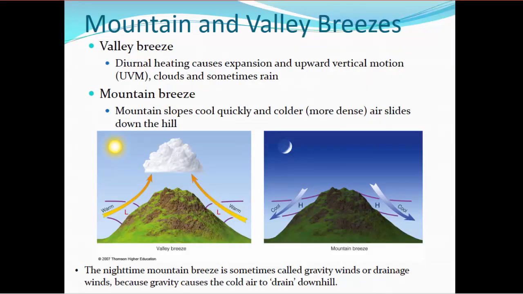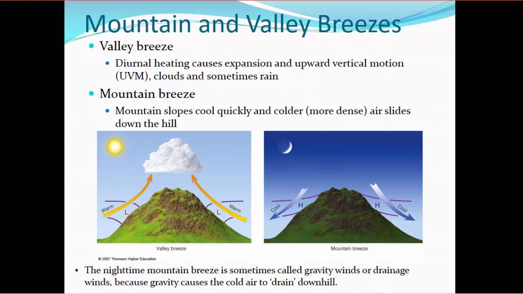Also at the mesoscale are mountain and valley breezes. In the valley breeze, the daily heating causes expansion and upward vertical motion over the side of the mountain, and clouds and sometimes rain. So remember, we talked about the atmosphere, we talked about controls of temperature. That thinner air at higher elevations allows the land to heat up and cool off more quickly because there's less air molecules to scatter or disrupt the incoming solar radiation.